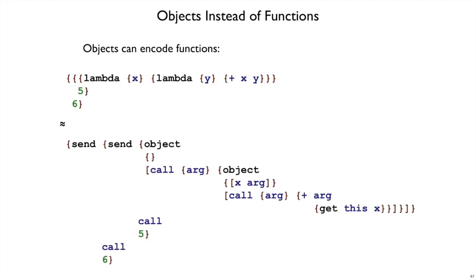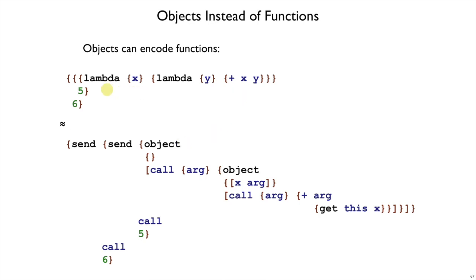And this works with closures, which we would need to do multi-argument functions, which are single-argument lambdas. So here I've got a function that takes an x and then returns a function that takes a y and then adds x to y. So we're nesting functions here, and you know this is implemented with a closure of some sort. Here's how you can translate that to objects.